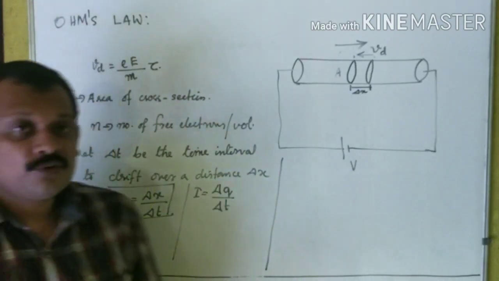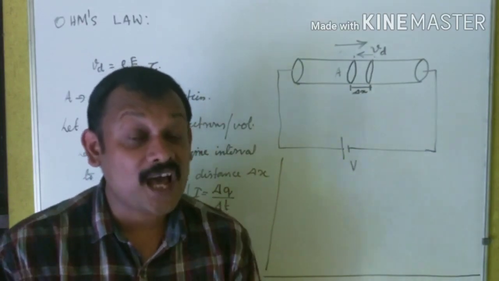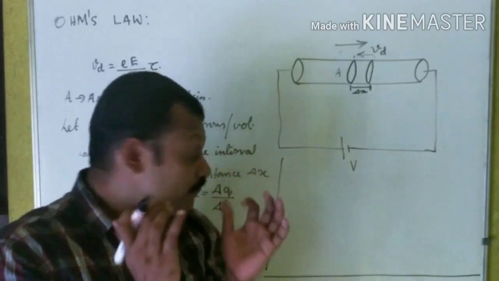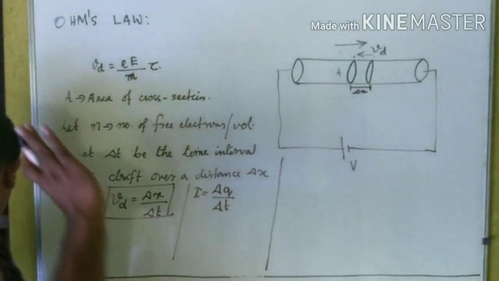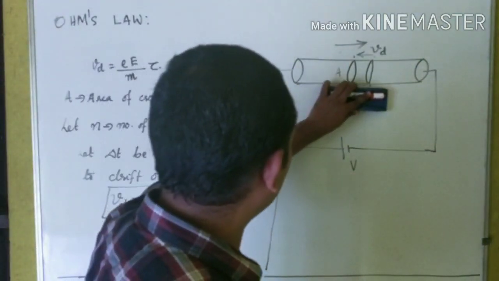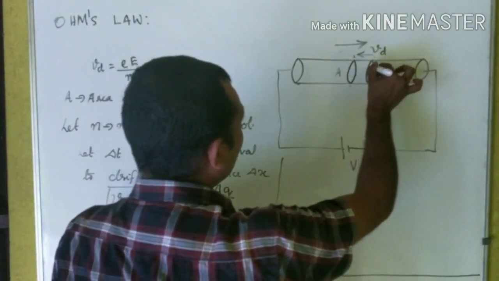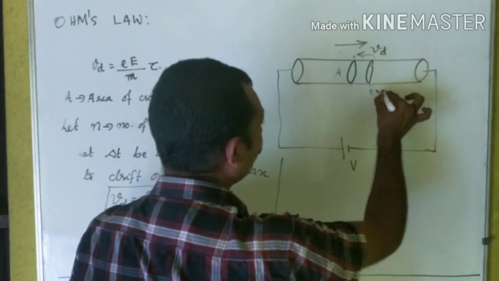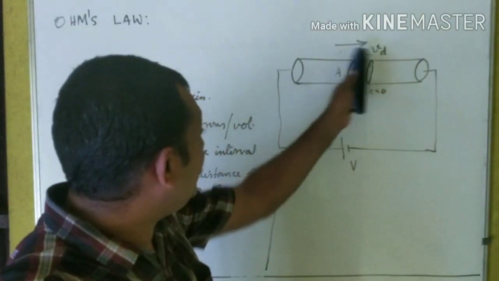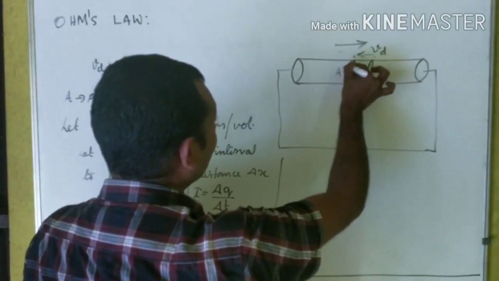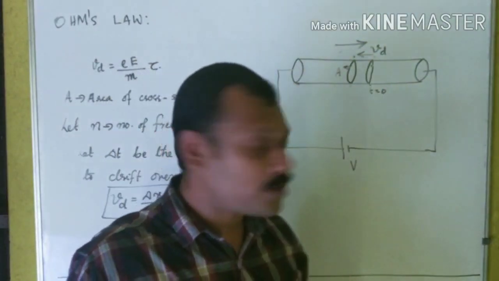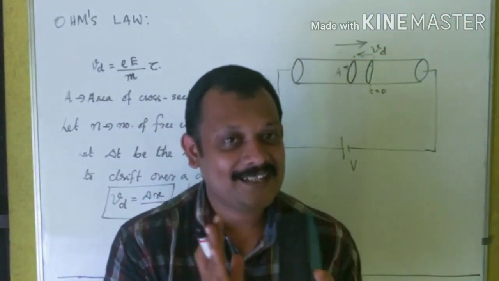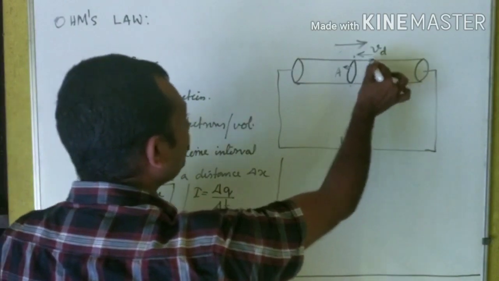What is delta Q? Delta Q is the number of charge carriers crossing in a time delta T. Now let me explain that point in detail. So let the first set of electrons reach here at a time t equal to 0. That many electrons will leave here at a time delta t, because delta t is the time taken to travel from here to here.